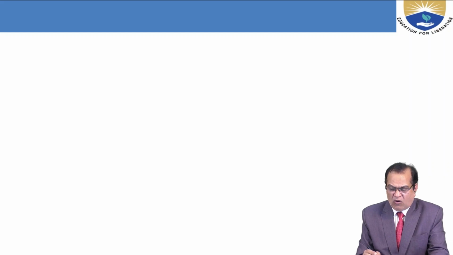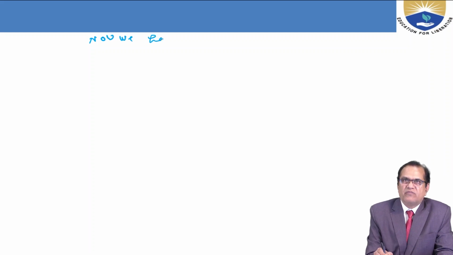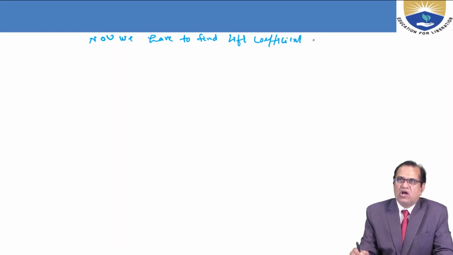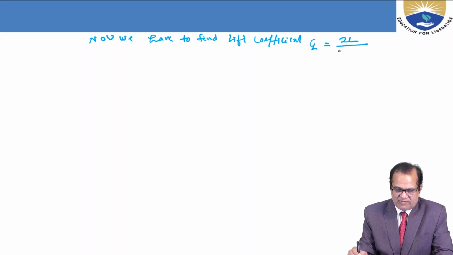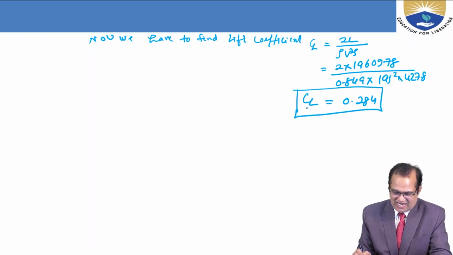Now we have to find the lift coefficient, that is the CL, and this CL is equal to 2L divided by rho V square S, and this 2 into 1960978 divided by 0.849, 195 square, 427.8, you will get 0.284. This is the CL. So now we got the CL.